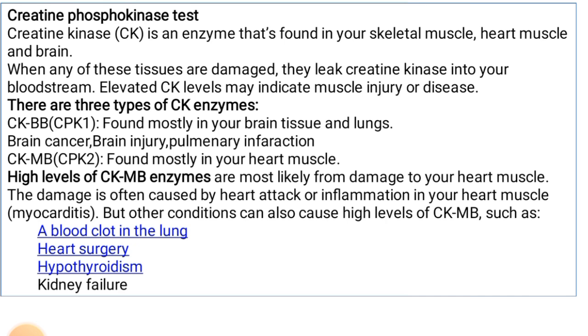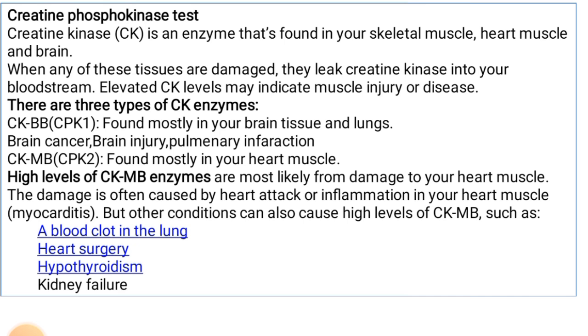But other conditions may also cause a higher level of CKMB, such as blood clotting in the lungs, heart surgery, hypothyroidism, and kidney failure. So if these conditions are also present in our body, there is a chance that CKMB enzymes are present in a higher amount in your blood. This biomarker is mainly used for heart injuries.